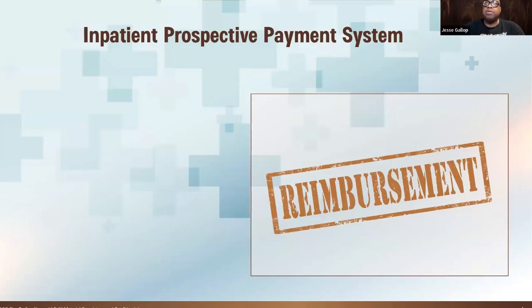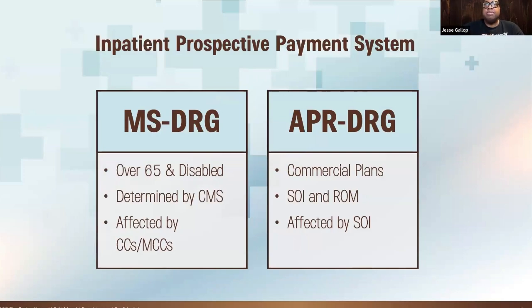So that leads us to the inpatient prospective payment system. The inpatient prospective payment system is made up of two types of DRGs. We have MS-DRGs, which are medical severity DRGs, and APR-DRGs, which are all patient refined DRGs. MS-DRGs are for people over 65 and the disabled, and the MS-DRGs are determined by CMS, the Centers for Medicare and Medicaid Services. The MS-DRG is affected by CCs and MCCs. We're going to get into that a little later. The APR-DRGs are for commercial plans, or everybody who's not on Medicare.